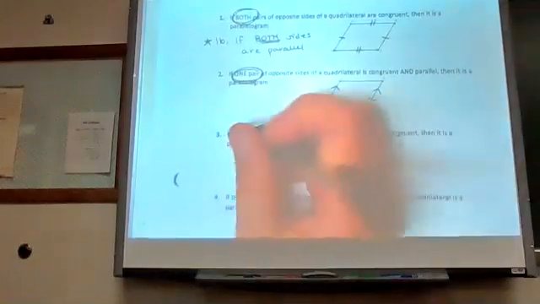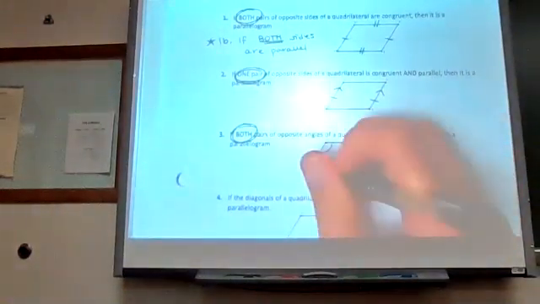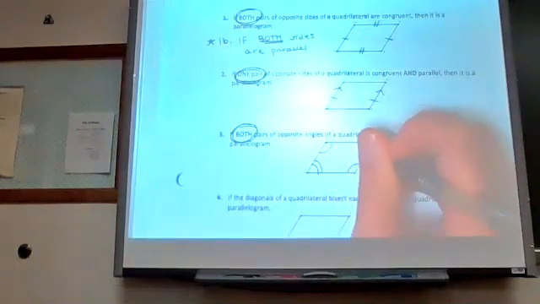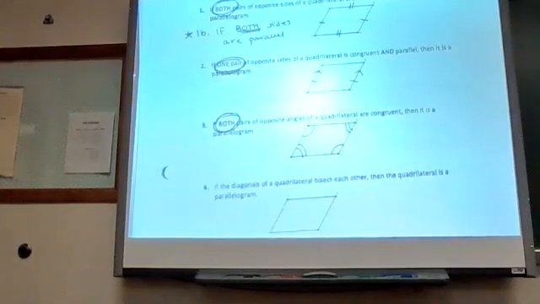Again, the next one, it has to be both, but if I knew that one set of opposite angles are congruent and the other set of opposite angles are congruent, that's enough to know that it's a parallelogram.